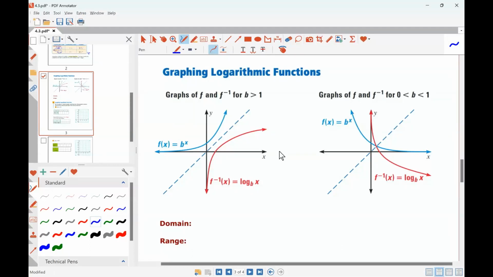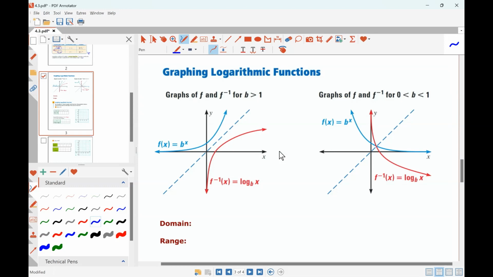Hello everyone. This video is about graphing logarithmic functions. First of all, we should know what the inverse of exponential functions are. So we learned in the previous section that every function has an inverse. So what's the inverse of an exponential function?